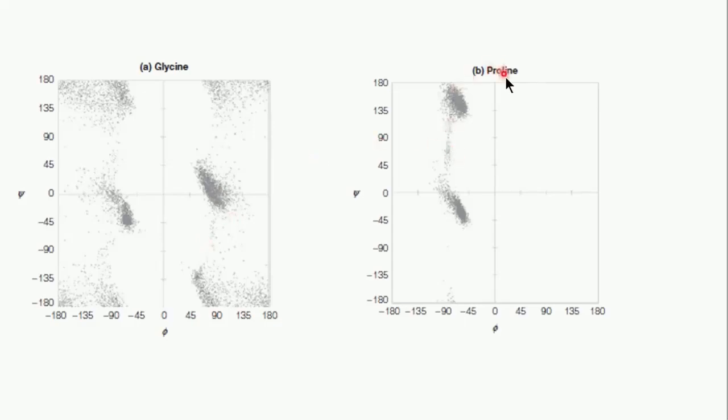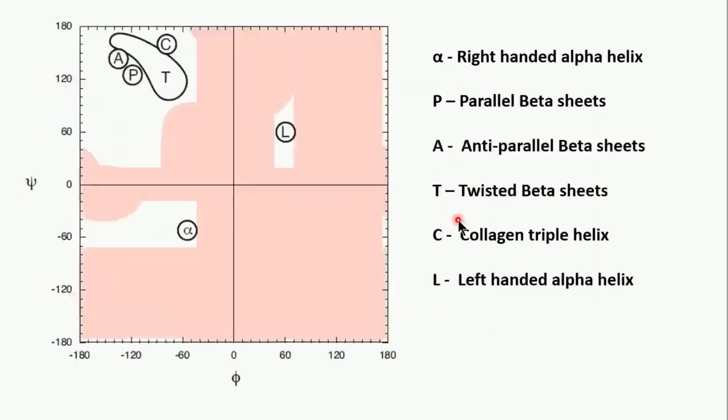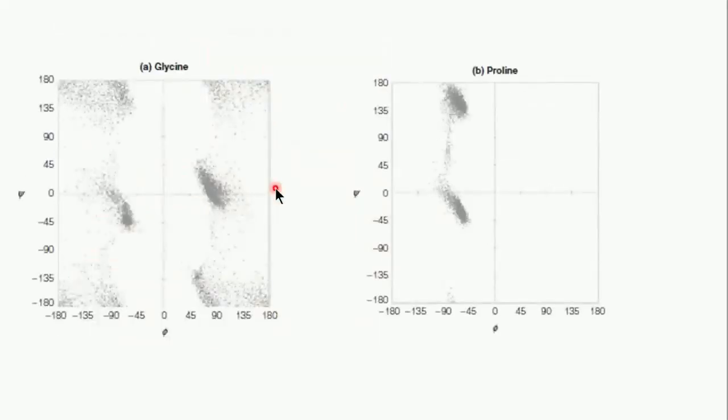Now proline is a very rigid amino acid. In that case, because of high rigidity, it is having fewer values of phi and psi where the secondary structure for proline peptides can occur. So many different regions are possible for glycine because of over flexibility, and very few regions are possible for proline because of its rigidity.